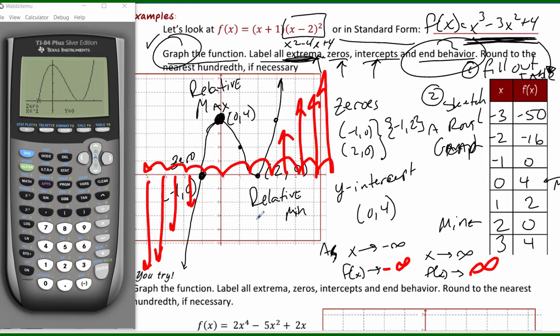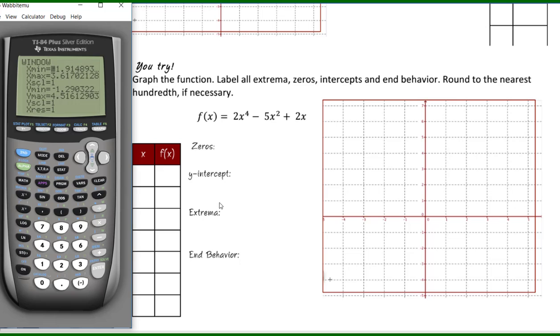Okay, so what you guys are going to do is you're going to try the one below it. Use your calculator. Try to calculate all that stuff. Round to the nearest hundredth if necessary. Before you go on to this actual problem here, what I want you to do is look at your window. If I look at the second button to the right on the very top, you'll see a window. I want you to click that and you should have something that looks like this.